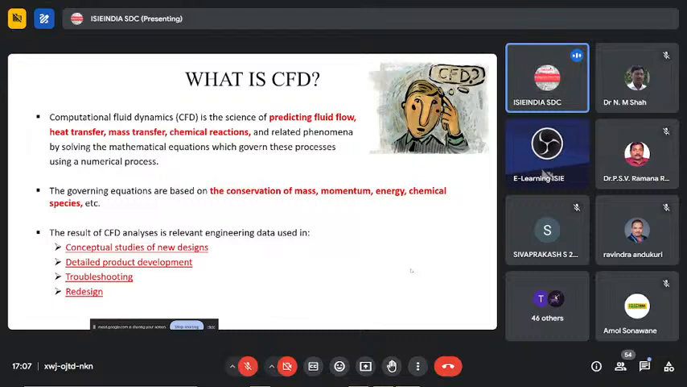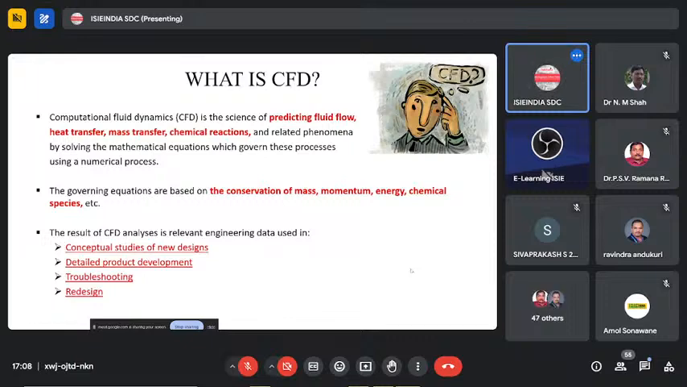CFD helps us to test and visualize new designs early in the development process, before physical prototypes are made, so this can save time and resources as well. Even in detailed product development, it allows for fine tuning and optimization. For example, CFD can improve the aerodynamics of a car or the efficiency of a cooling system.